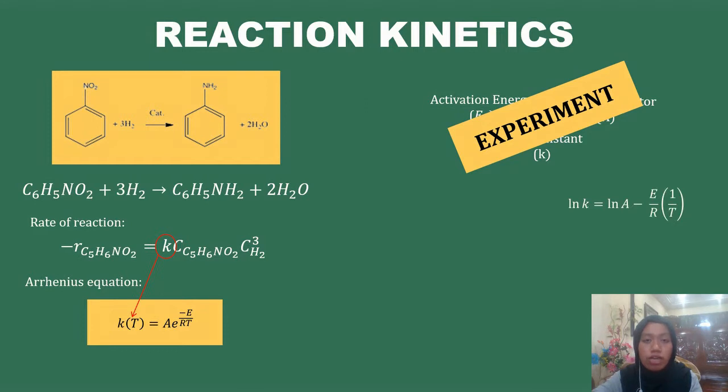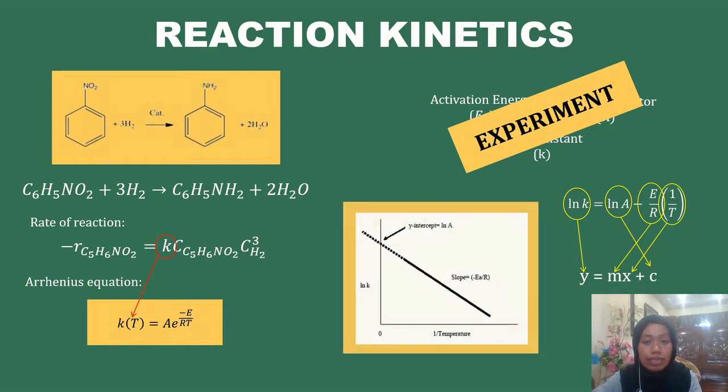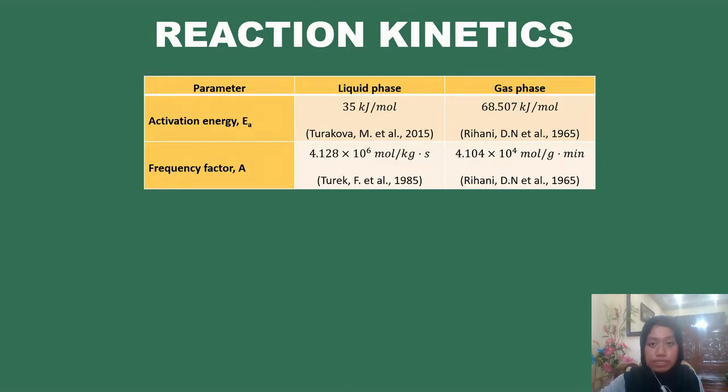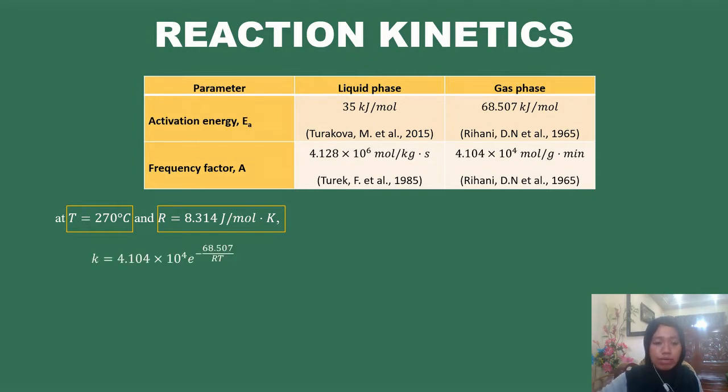Therefore, by taking ln on both sides and comparing it with the linear equation, the values of EA, A, and K can be obtained from the graph. By referring to some journals, the values of EA and A for the process of hydrogenation of nitrobenzene to aniline are as shown in the table. At a temperature of 270 degrees Celsius and fourth order of reaction, the K can be calculated by using EA and A at gas phase, since the reaction occurs at high temperature.